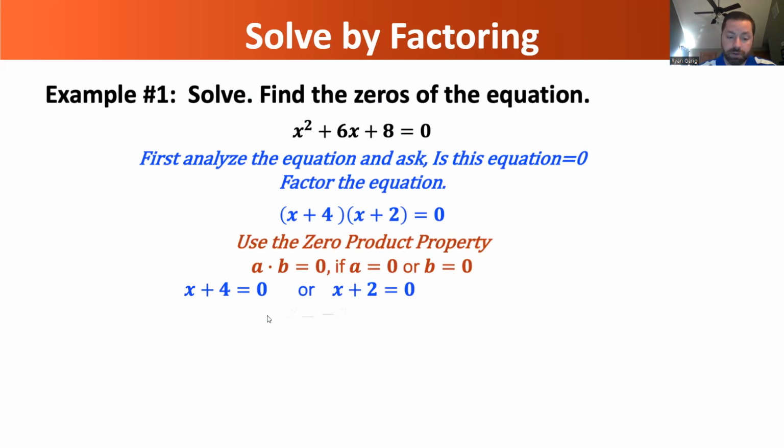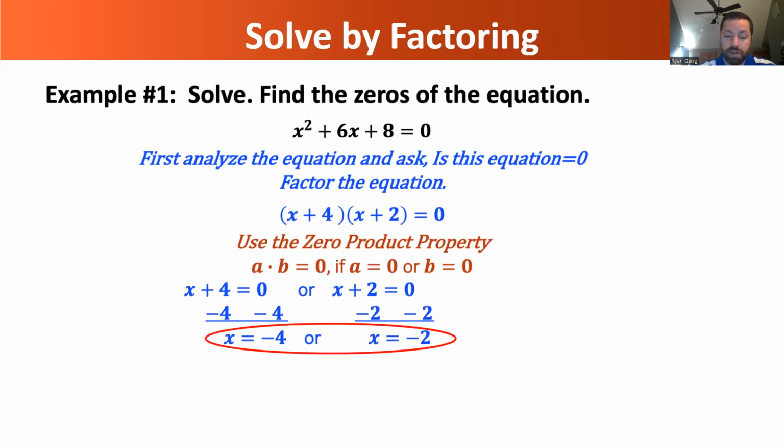And I can solve both of those and get my two solutions. X equals -4 or x equals -2. Those are my two solutions. And we also have a different name for that. They're called zeros. Okay. And I said that in the instructions. Zeros and solutions are the same thing. Use your calculator to check this.